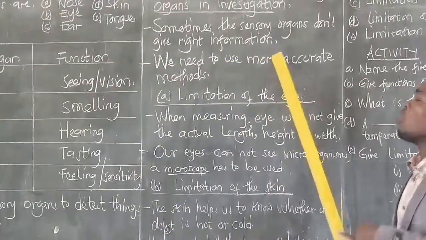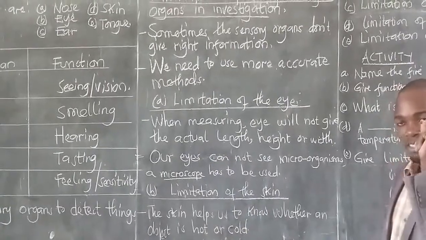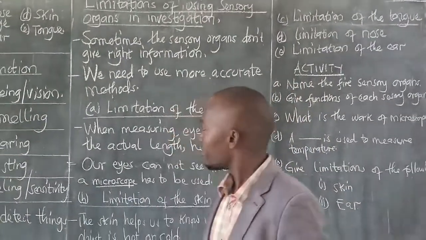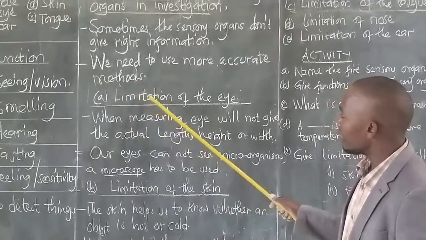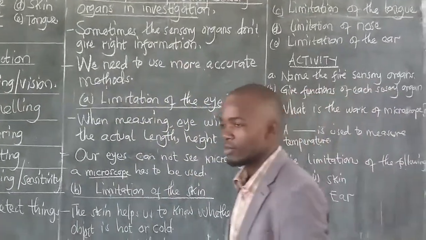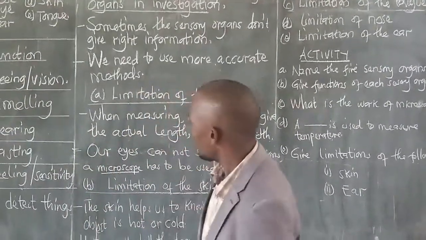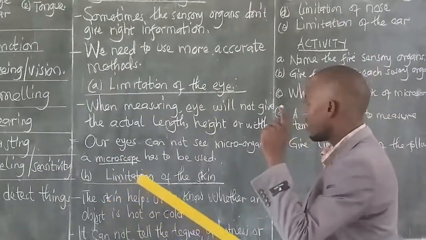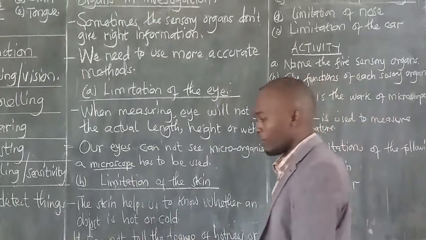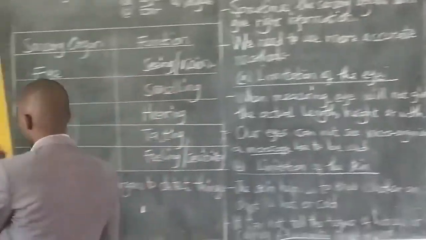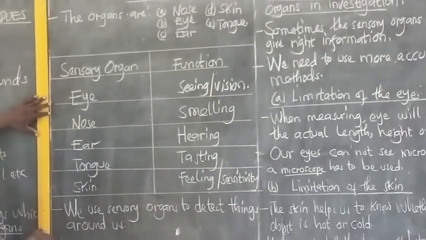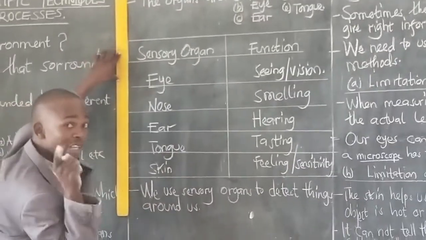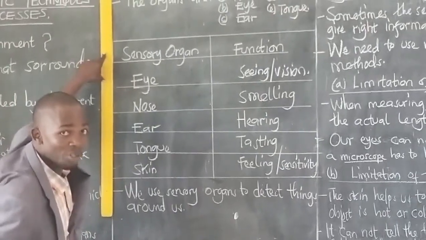We need to use more accurate methods since these 5 sensory organs are limited. They have limitations. When measuring, for example, limitations of the eye. The eye is to see. So, when measuring, it will not give the actual length, height or width. For example, if you want to measure the height of this board, your eye will only see, but it will not give you the correct measurements that you wanted to write.